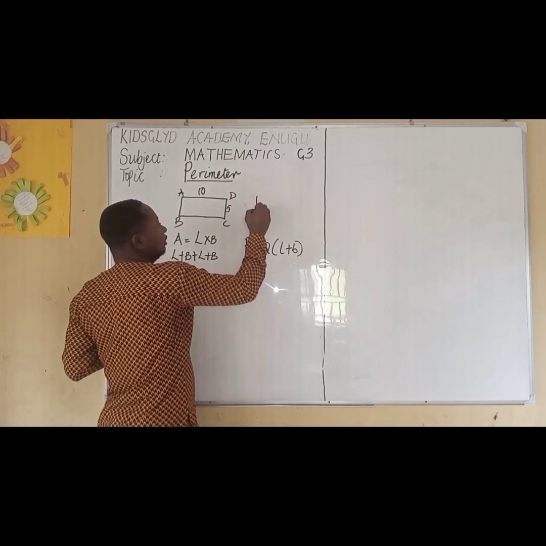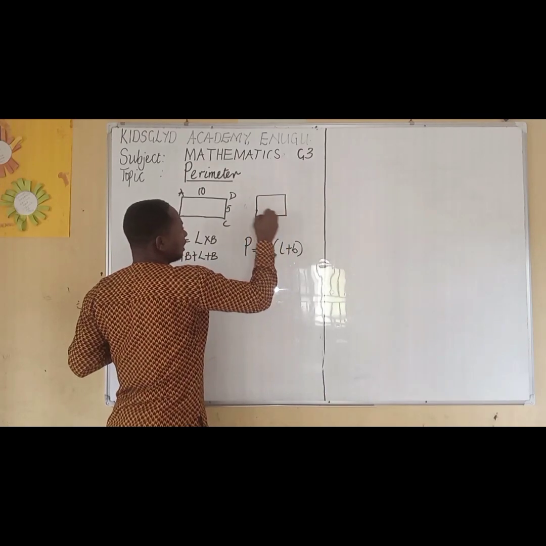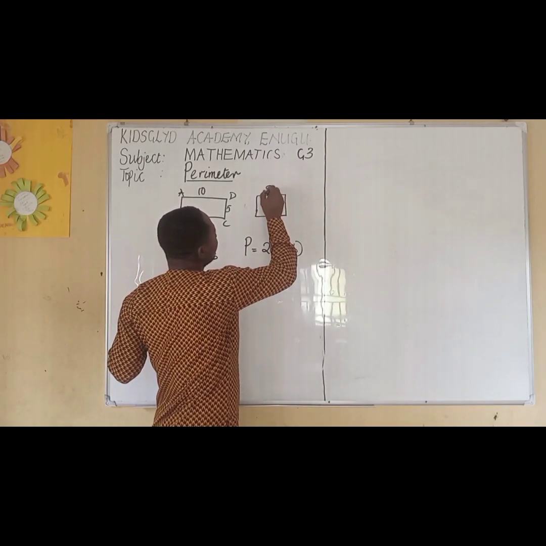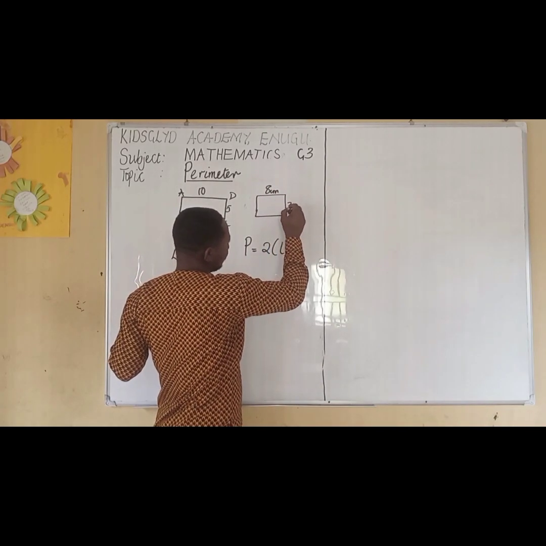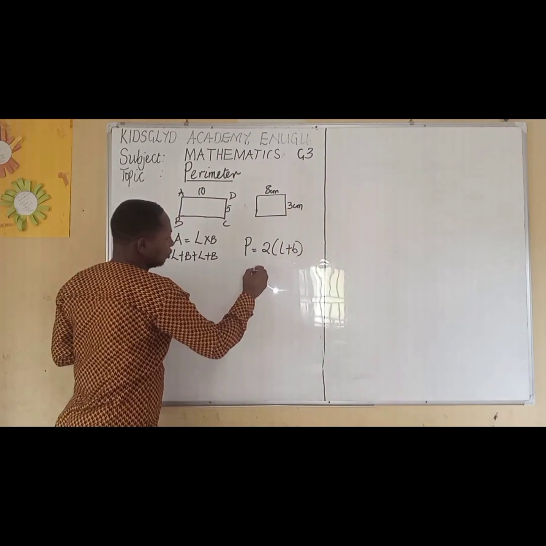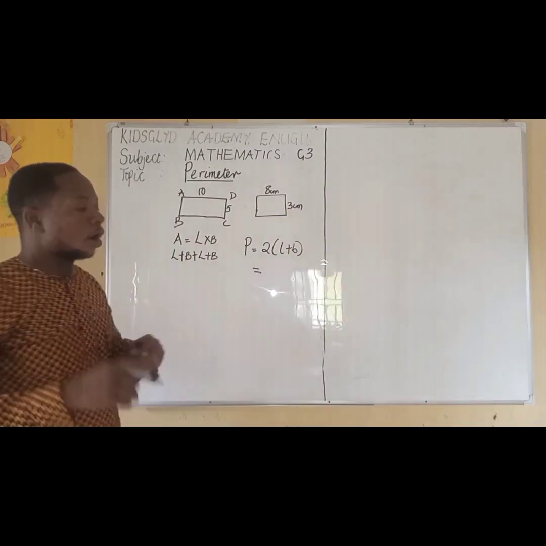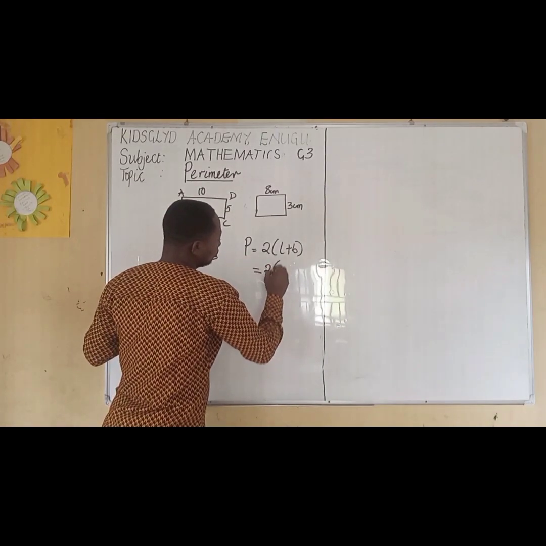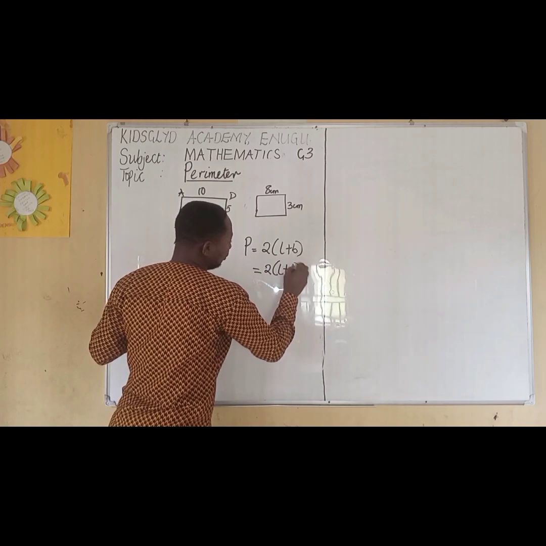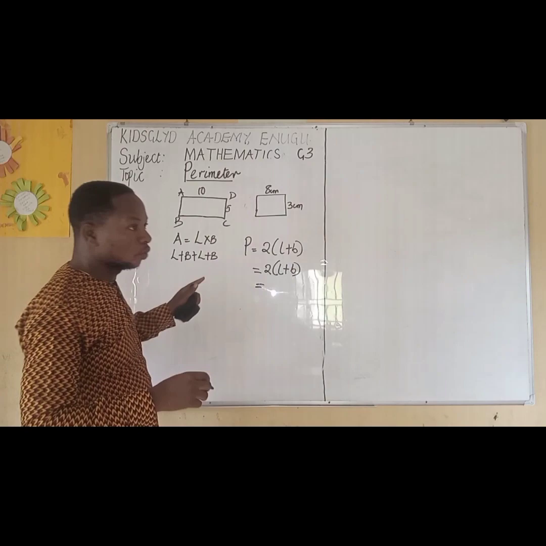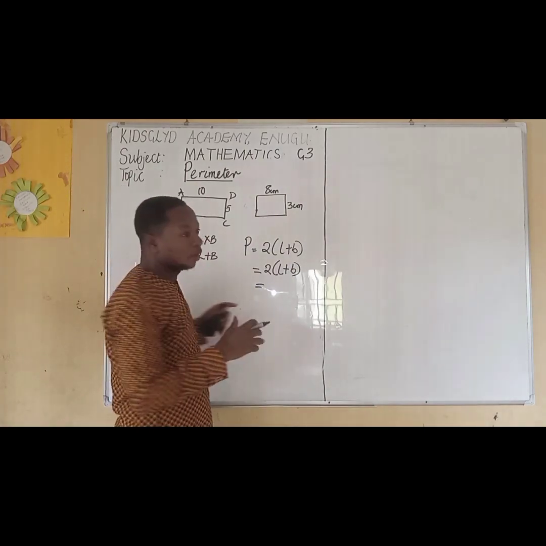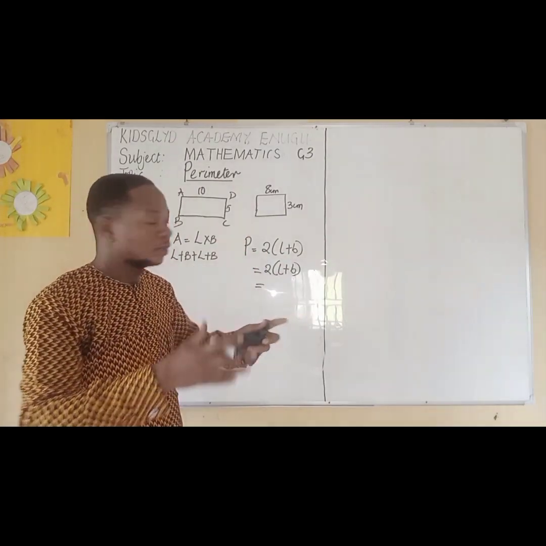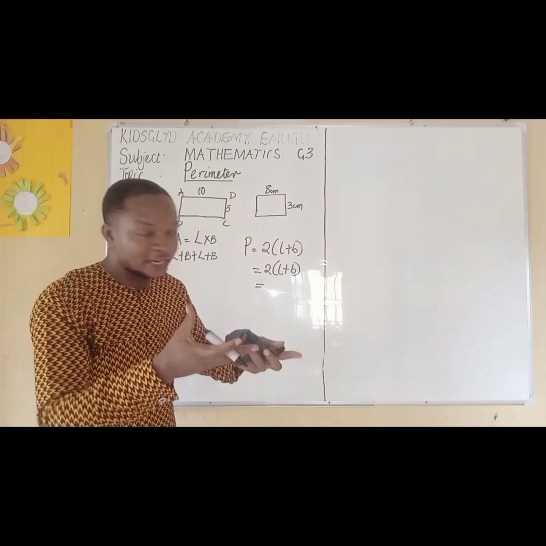For example, this shape is a rectangle, and they told us that the longer side of it is 8 centimeters, while the shorter side is 3 centimeters. So for us to look for the perimeter of this shape, what do you do? You say 2 into L plus B. Now, in basic operation, we were told that when we have anything in parentheses, we solve the one inside the parentheses first.